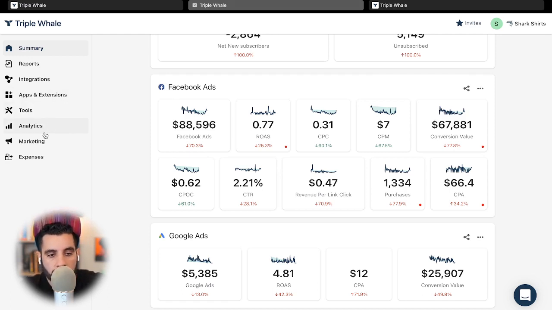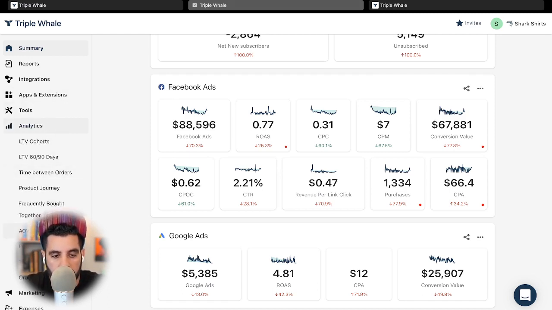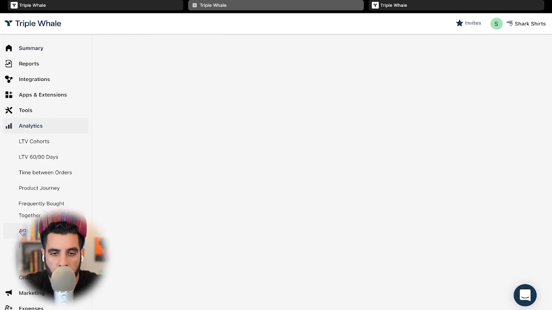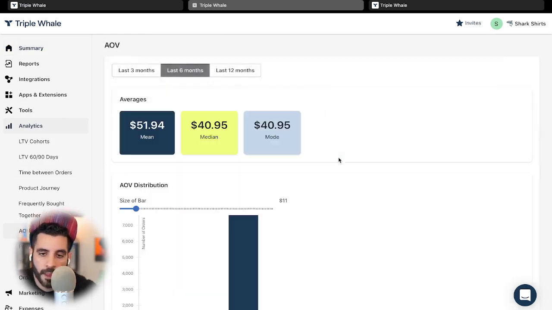Okay, cool. So the next thing I'm going to look at is AOVs. AOVs are super important. I usually take the last 6 months. And so these are really workable. So $51 mean, $41 median. The mean is going to be the proper AOV. This is total conversion value over total purchases. The median is going to be the center of the data set. And then the mode is going to be the most frequent value. $41 is workable on paid. So that looks great there.